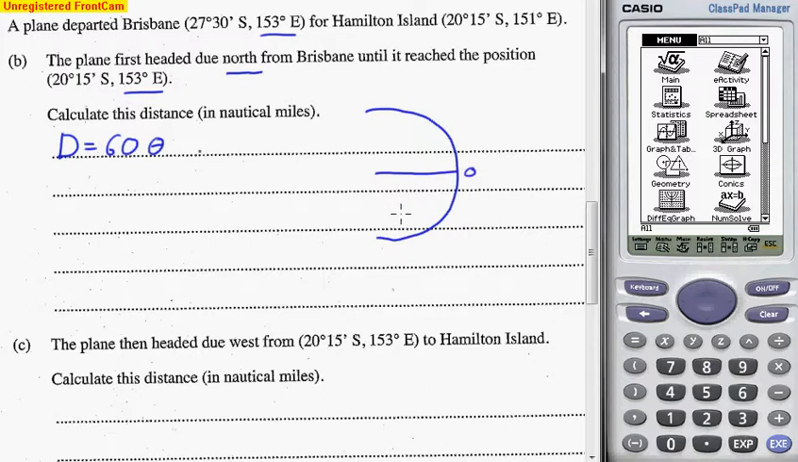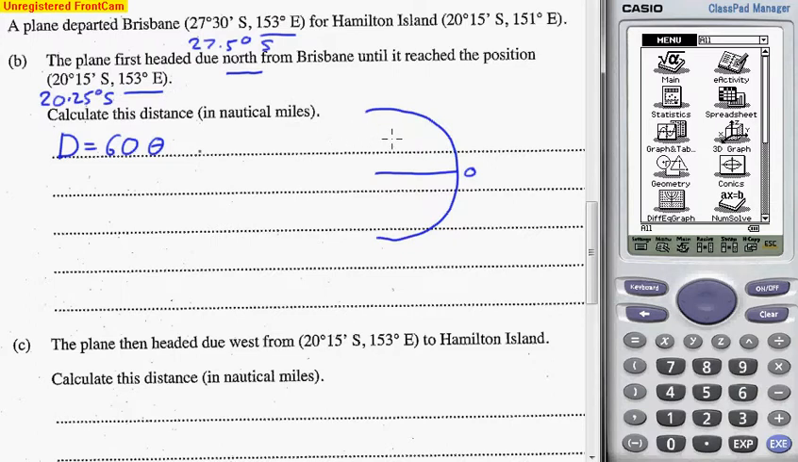Now the place I'm starting is Brisbane, which is 27 degrees 30 minutes south. I should change that to a decimal, and that will end up as 27.5 degrees south. And the place I'm going to is this one here. I'll change that to a decimal as well. That's 20 degrees 15 minutes, and that is 20.25 degrees south. Your calculator does have functions for changing those if you can't do those in your head.